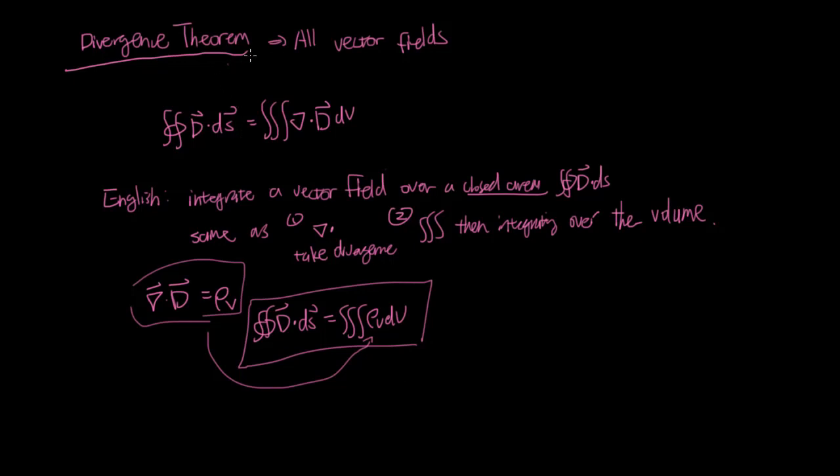But again, this works for all vector fields, and it comes in handy. We use it in situations outside of electromagnetics, because in some situations, the closed surface integral may not be super easy to calculate. But on the other hand, the divergence and the volume integral might not be too hard to do. In that case, you can just take the divergence, get the charge density, and then do the volume integral, and you would end up with the same result.